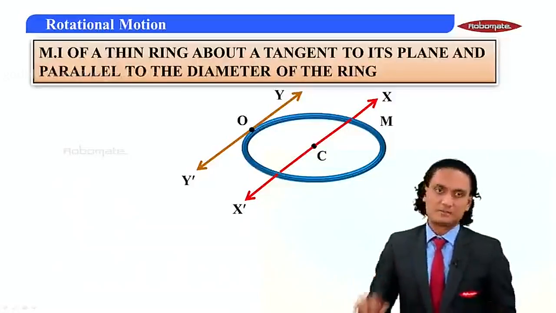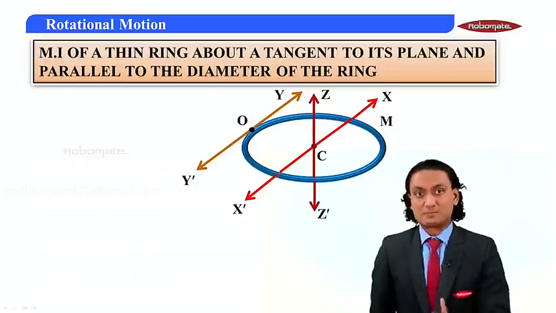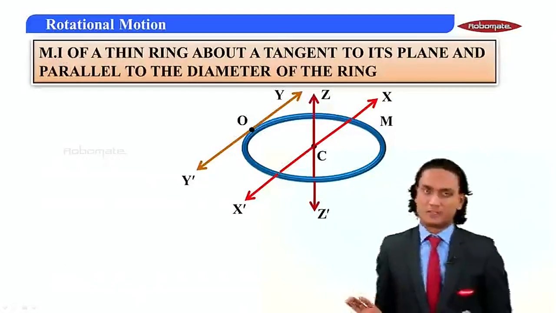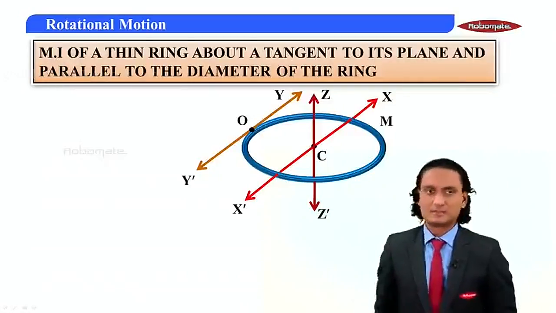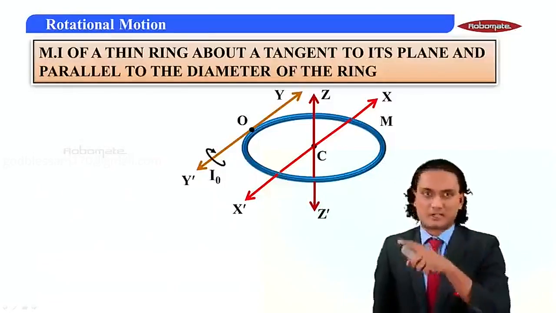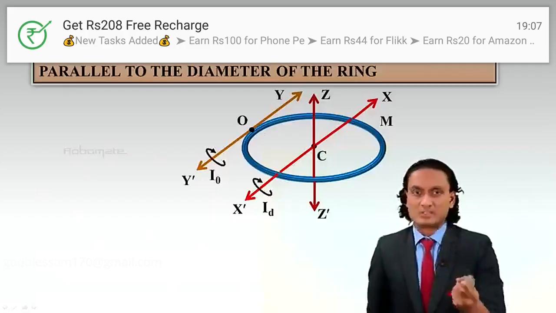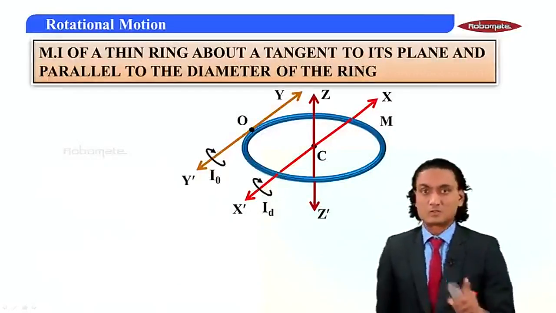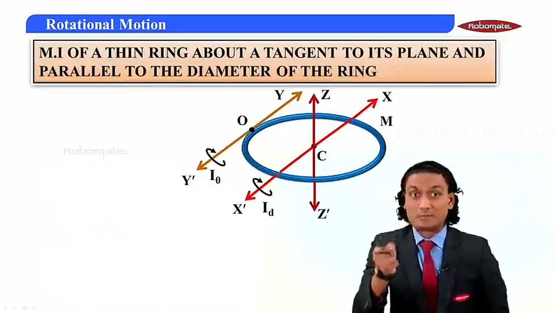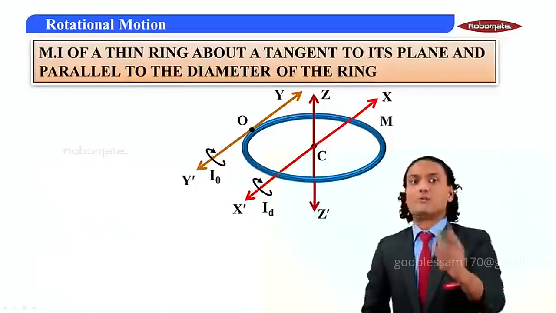Now, let me draw one more axis. This axis, z dash, is passing through the center of the ring and it is perpendicular to the plane of the ring. Now, if this ring rotates about the axis y dash, its moment of inertia is I naught. If this ring rotates about the axis x dash, then its moment of inertia is ID. Now students, what we need to calculate? Moment of inertia of a ring about the tangent to its plane. So here, y dash is a tangent, so we need to find out I naught.